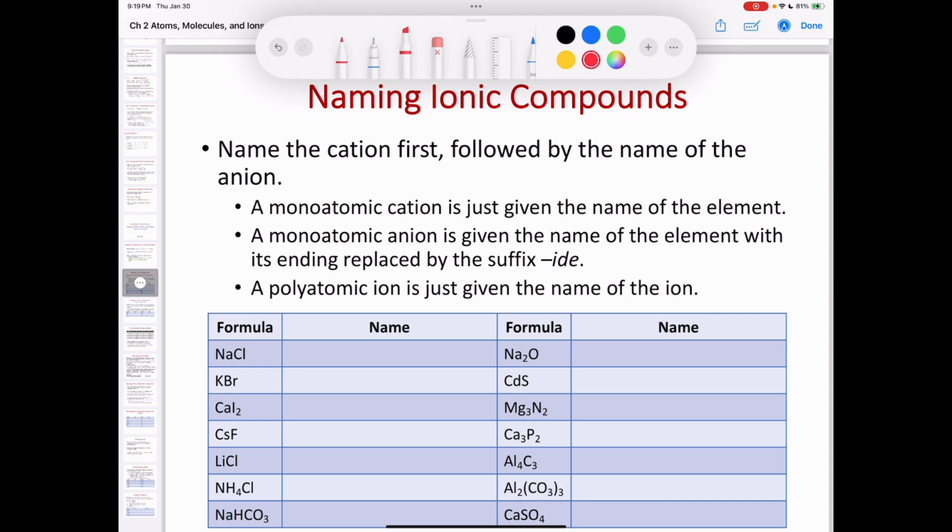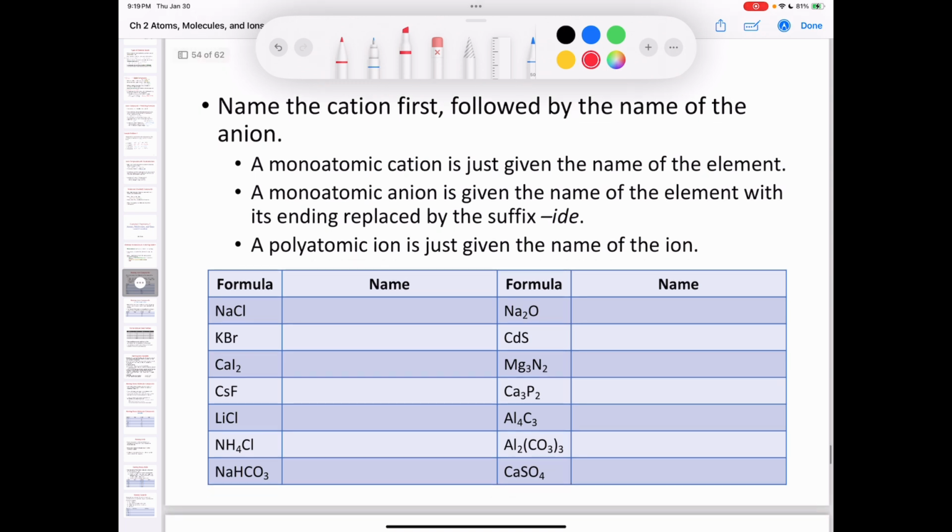If you want to name an ionic compound, here's all you got to do. You've got a metal and a non-metal. Well, the metal is the cation, and so you just name the cation, I mean you just name it. So sodium, potassium, calcium, etc. And then the anion that follows it. A monatomic anion is given the name of the element, and then you replace the ending with the suffix "ide." So here instead of chlorine, it would be chloride. Here instead of bromine, it would be bromide.